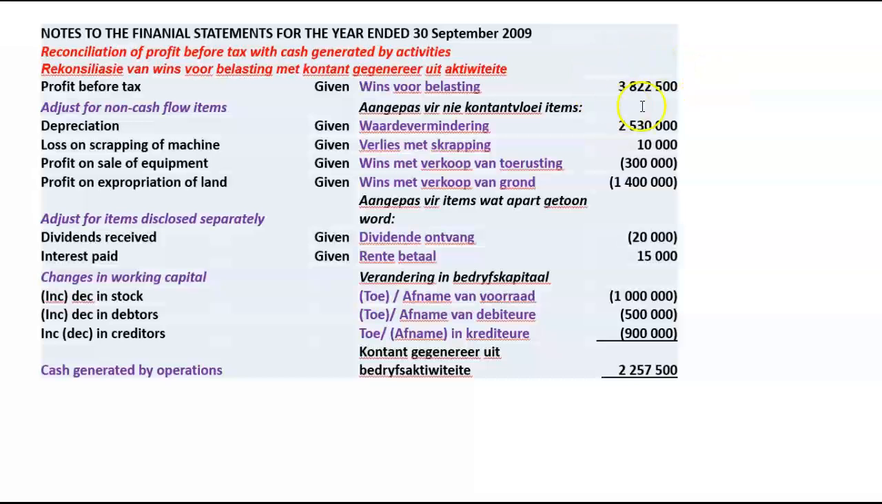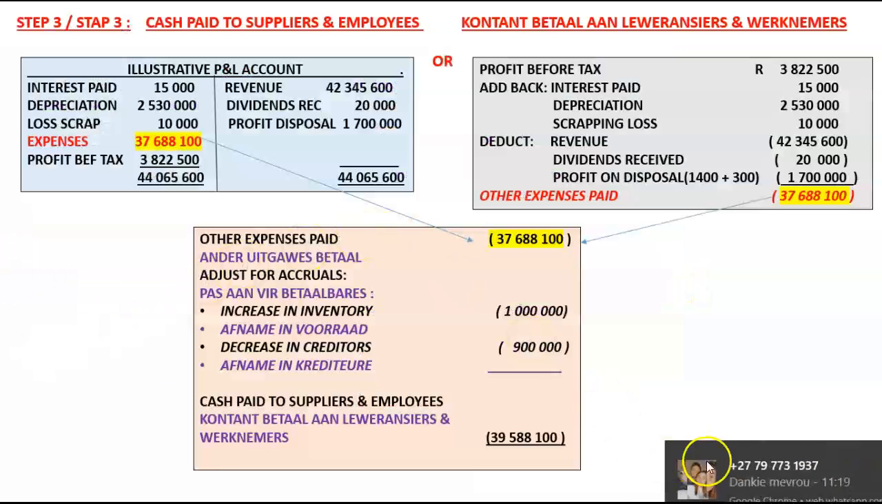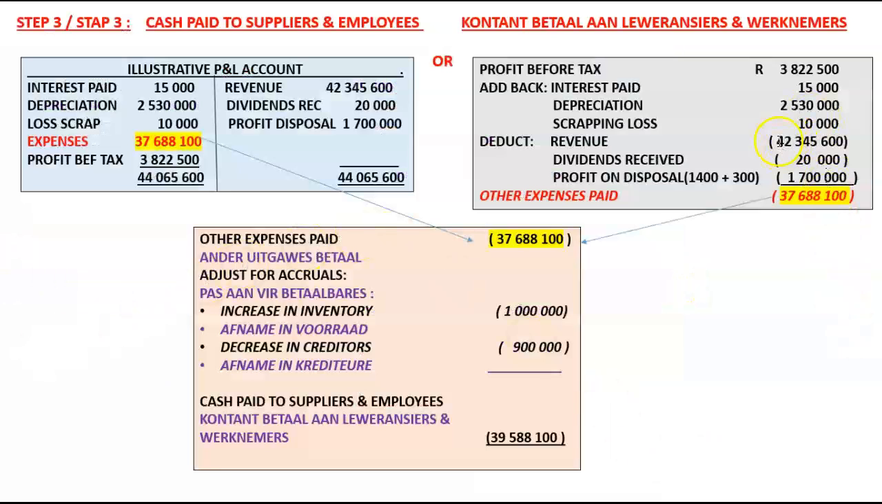Dividends received increased profit before tax, so if I want to take it out, I have to deduct it from profit before tax. Interest paid was an expense, so it reduced profit before tax, so if I want to eliminate it, I have to add it back. Now, the only thing which I didn't work with was revenue. I have to leave revenue now.